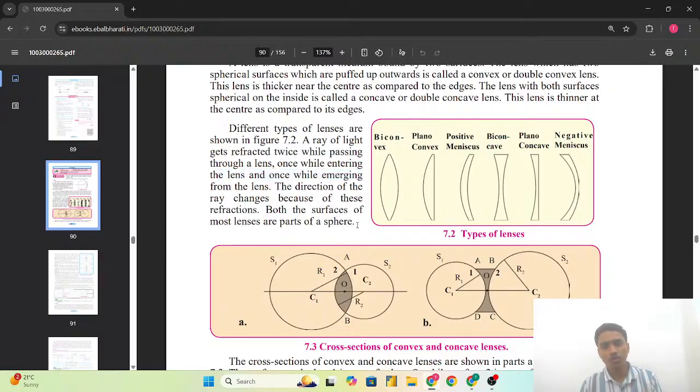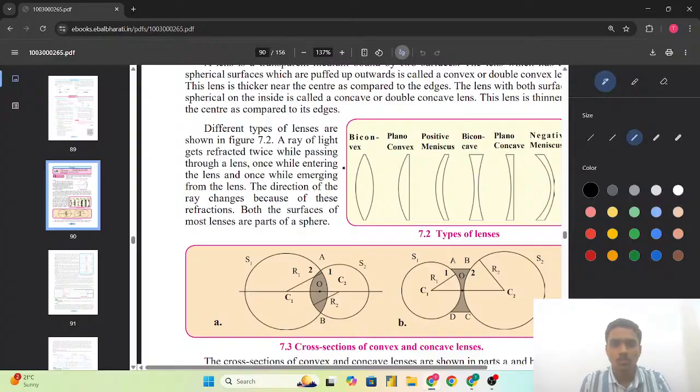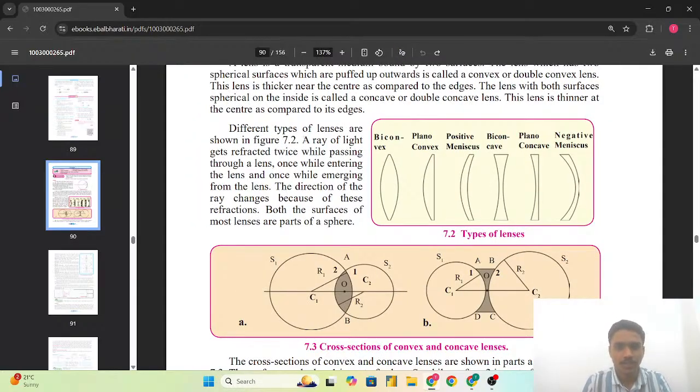So a ray of light gets refracted twice while passing through the lens, once while entering the lens. Suppose this is a lens; the lens is obviously the denser medium, and suppose the rarer medium is air. So the light travels from rarer to denser and then back from denser to rarer. So refraction happens here: rarer to denser bends towards the normal, and denser to rarer bends away from the normal. So twice refraction we are able to see in the case of lenses. This may be asked in the exam as a complete-the-following: a ray of light gets refracted twice while passing through the lens.